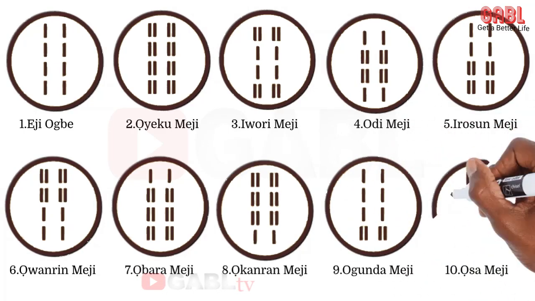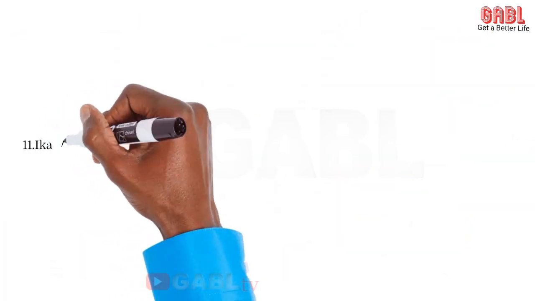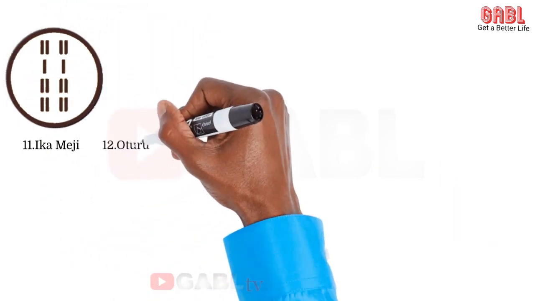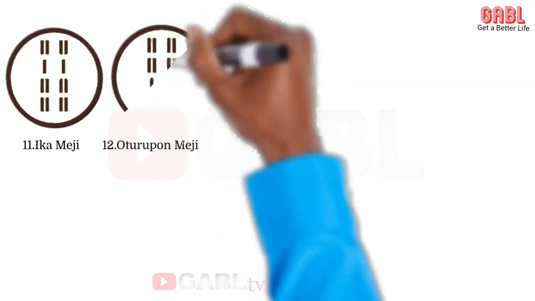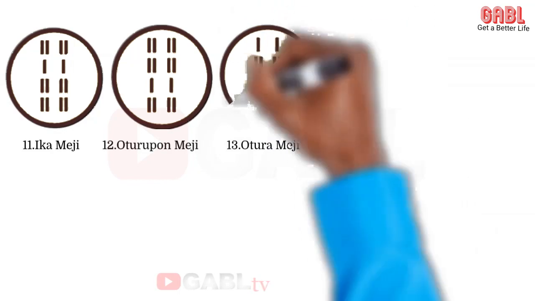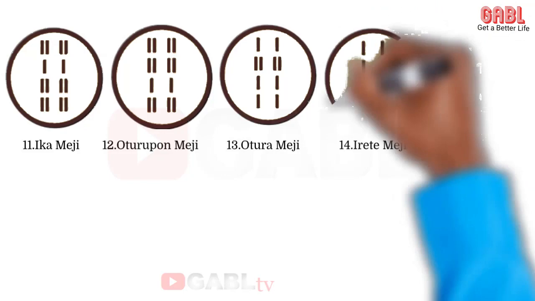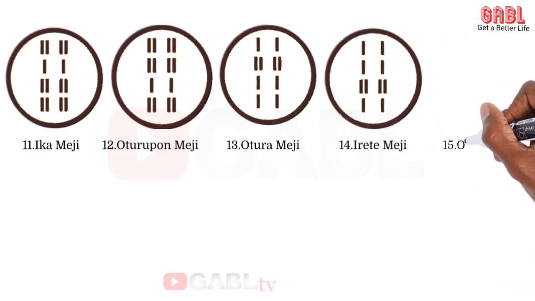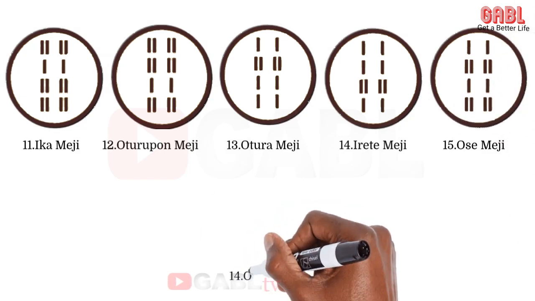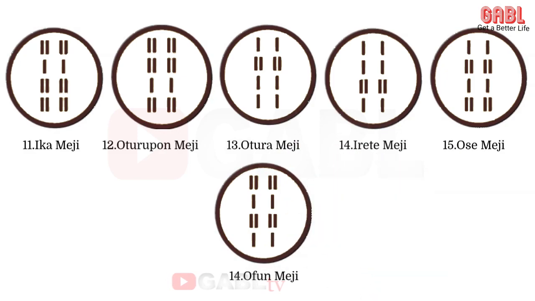10. Ọ̀sà Meji. 11. Ìkà Meji. 12. Òtúrùpọ̀n Meji. 13. Òtúrà Meji. 14. Ìrètè Meji. 15. Ọ̀sẹ̀ Meji. And 16. Òfún Meji.